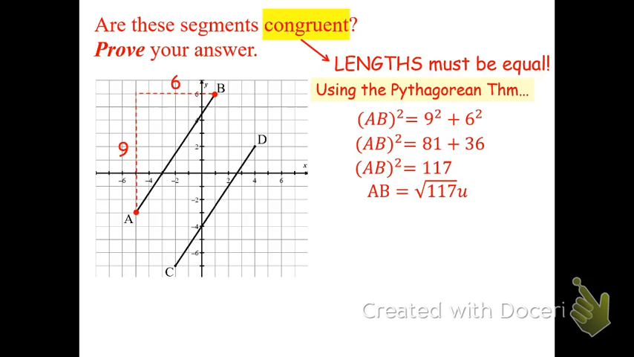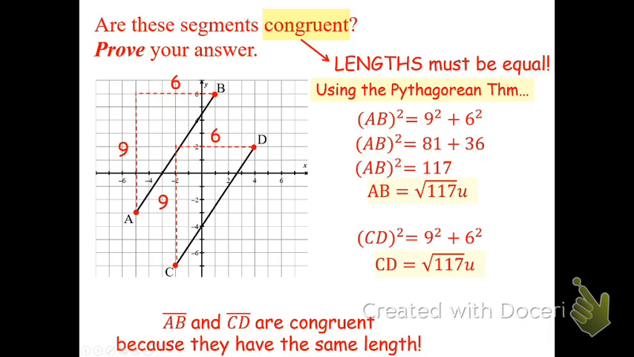We need to actually draw on the triangle again. And then we can go ahead and find the length of CD and verify that it is the same. Plugging it into Pythagorean theorem, we get CD squared equals 9 squared plus 6 squared, which we know from above is also going to give me root 117. Now we've shown that segment AB and segment CD are congruent because they have the same length. They're both the square root of 117 units long.